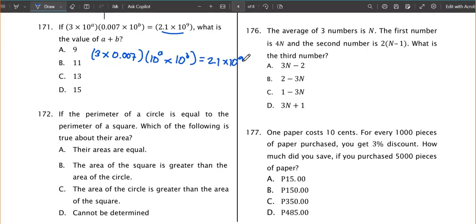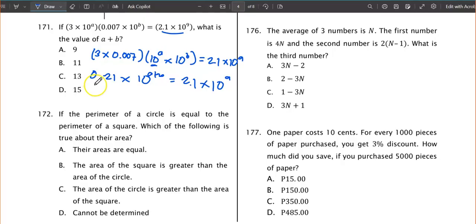And then again, what we're going to do is we are going to multiply the coefficients. 3 times 0.007. This is just equal to 0.021, right? And then you multiply this one together. This is times 10. And then again, since the bases are the same, we're going to add the exponents, a plus b. And again, this is equal to 2.1 times 10 raised to 9.